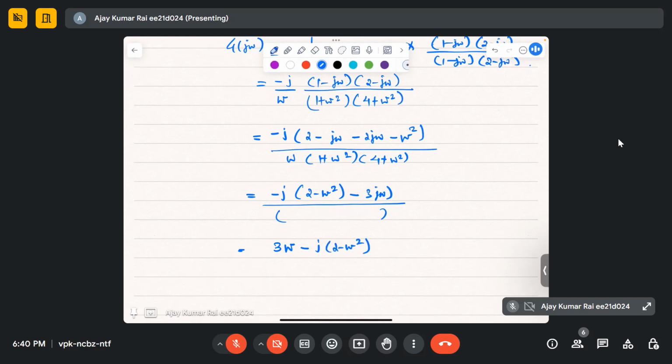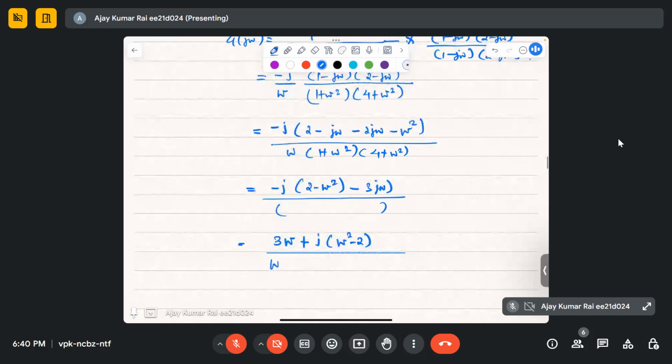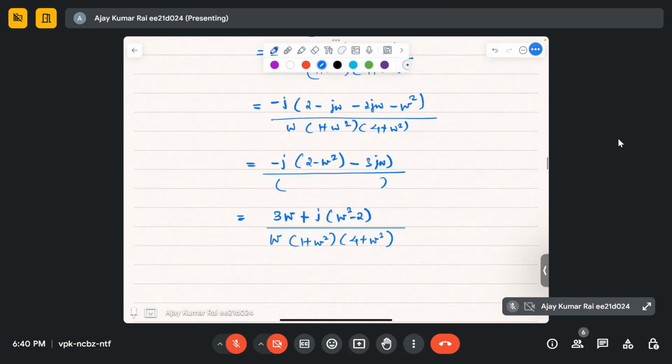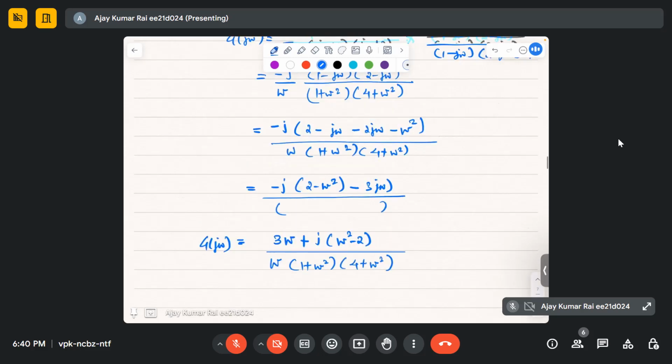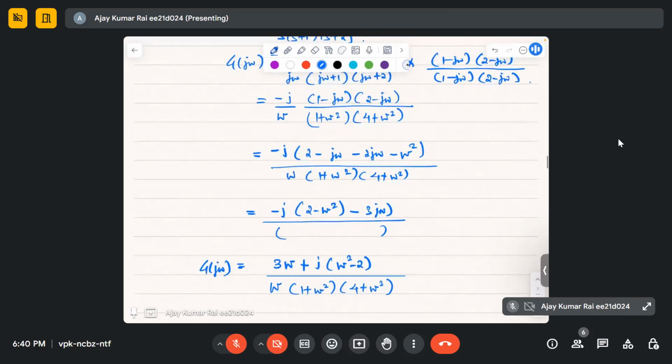Okay, but you can write like this also, omega square minus 2. Okay, and the denominator is, okay. So this is the, so we have now in real and imaginary part, okay, in the numerator. So again, let's see if I made any mistake.